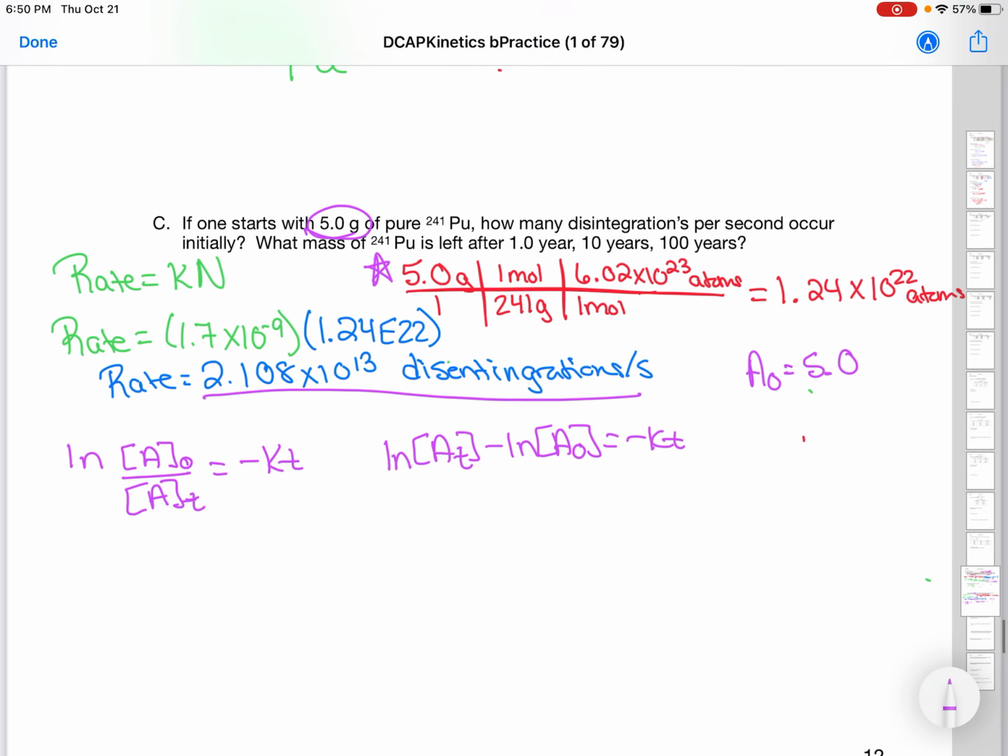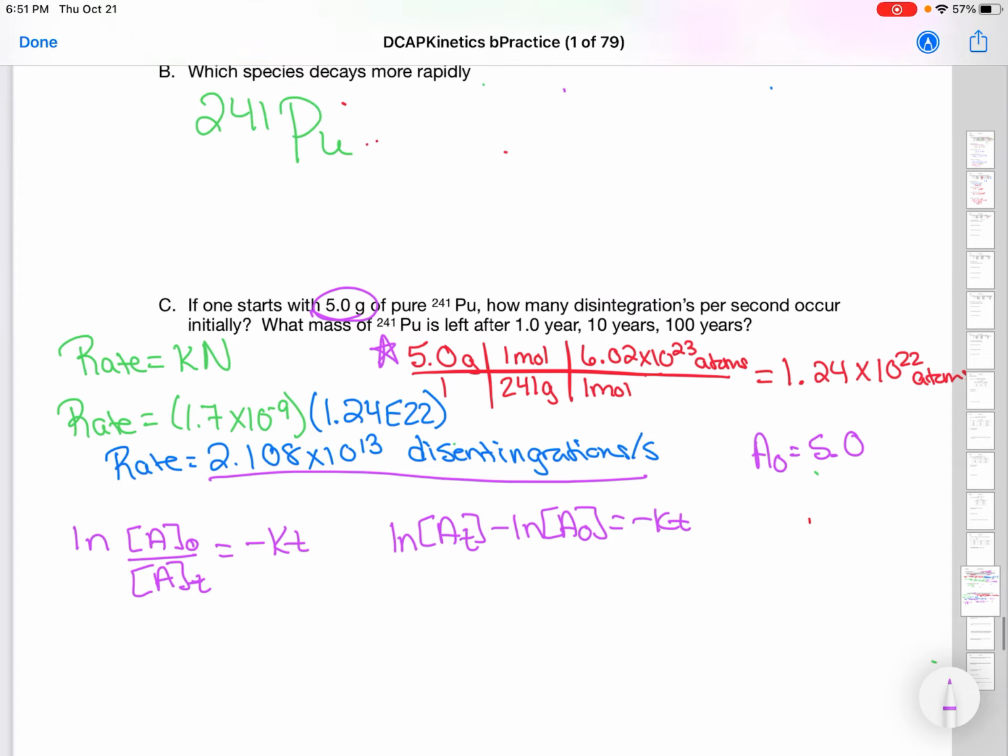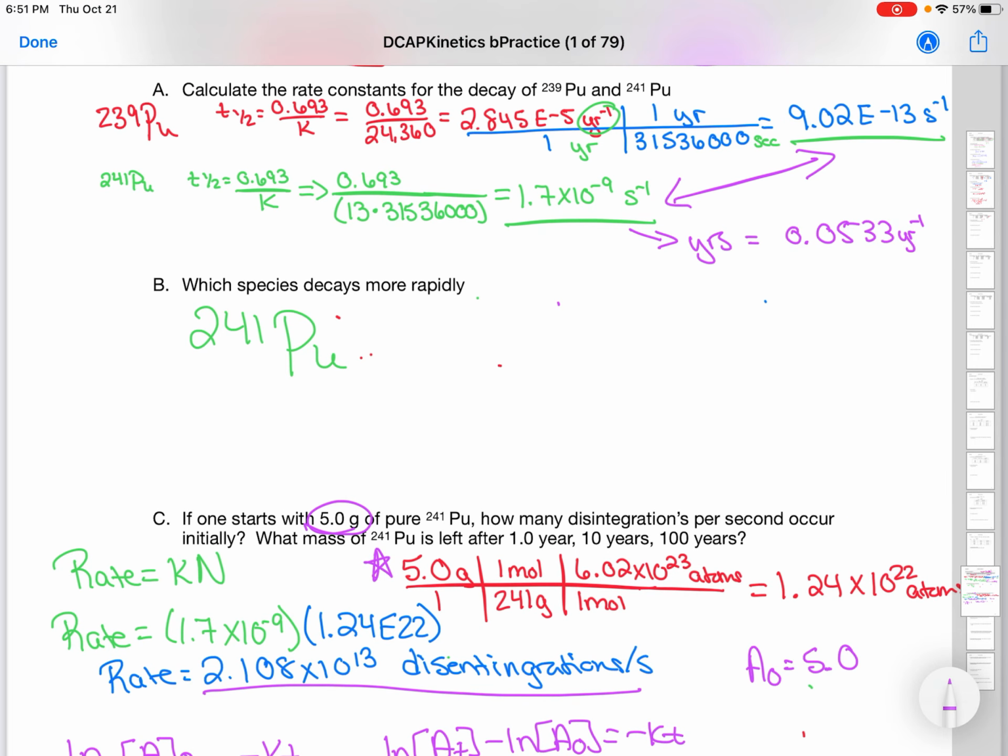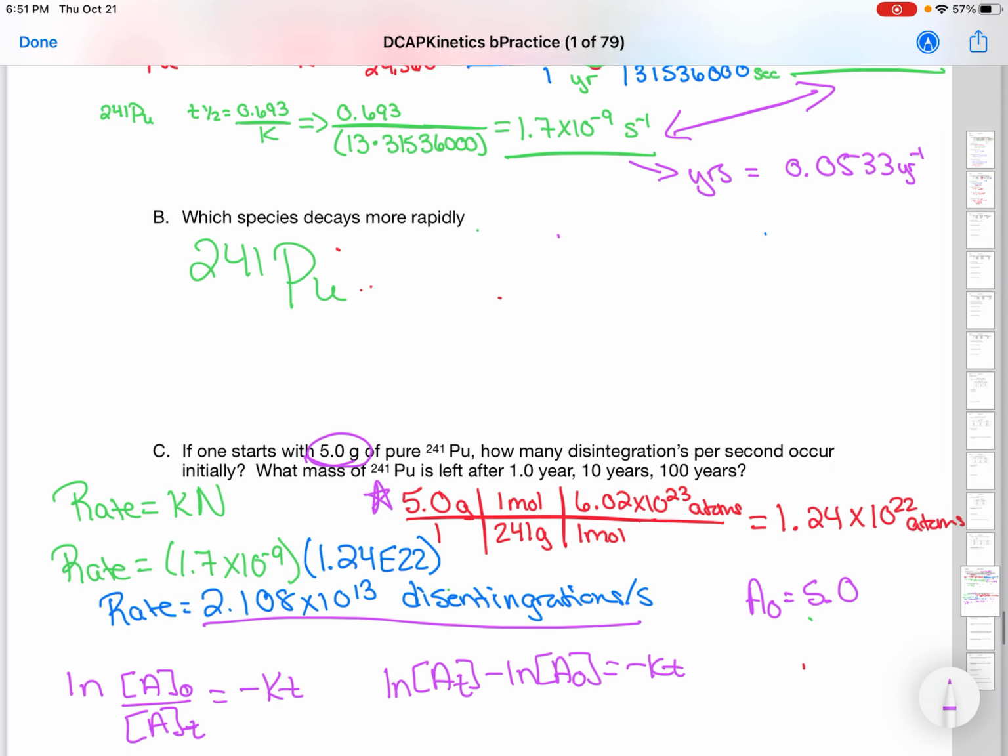So now let's get down to part C, which is more challenging. The first thing is it uses the equation rate equals K N, which was an equation we briefly talked about. We didn't get to really practice in class. Okay, no worries. So the K comes from up above. We solved for that. That's the 1.7 times 10 negative 9. And then the 1.24 E to the 22nd, well, that's what's in red right here.